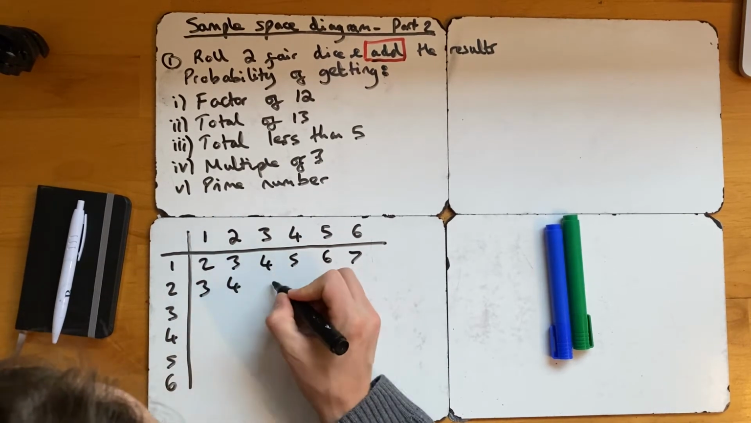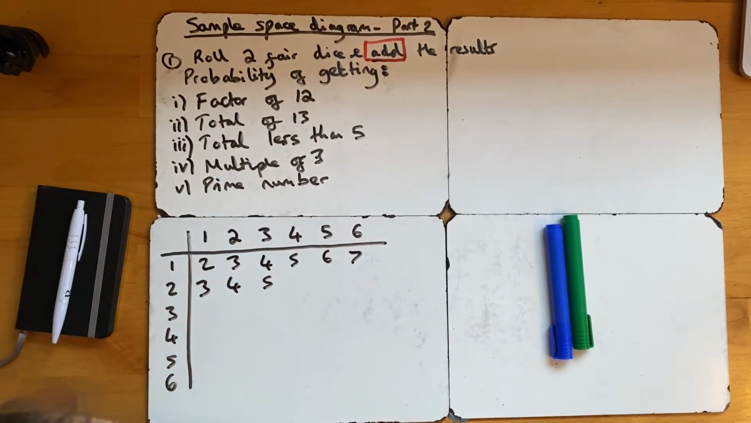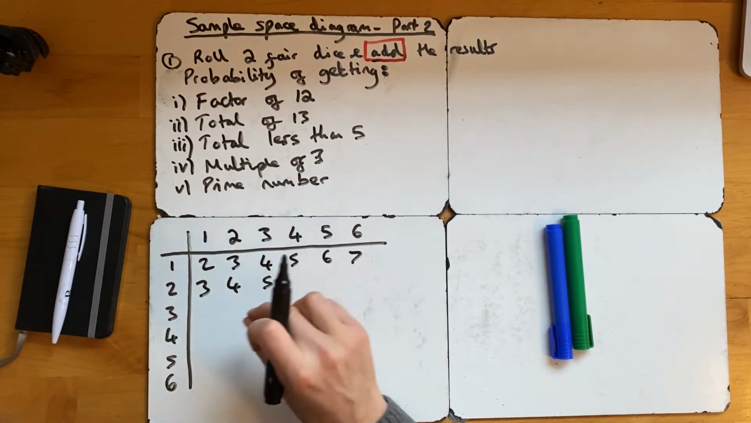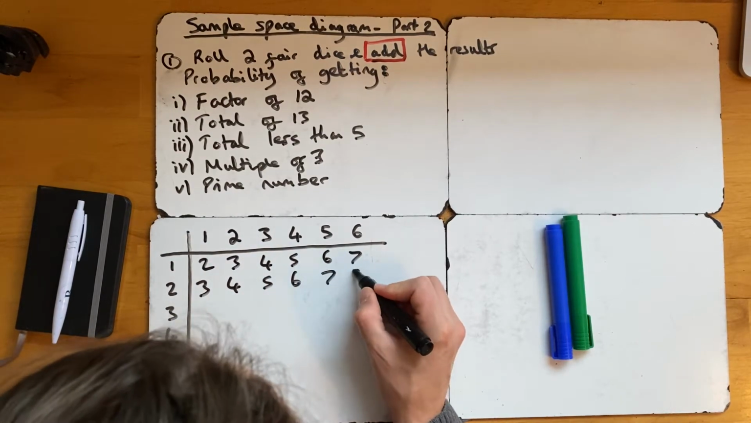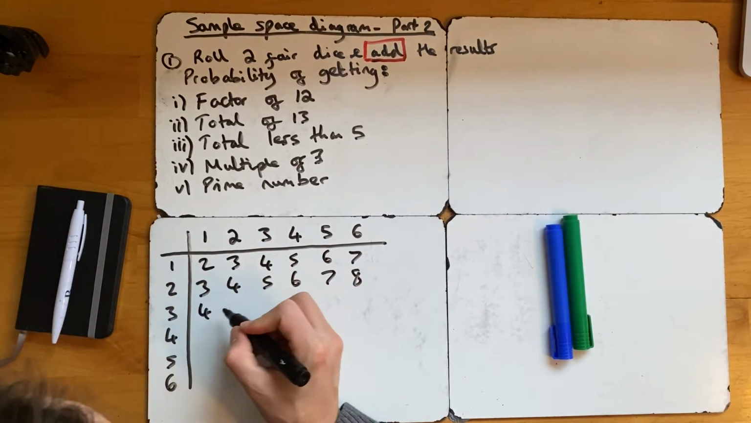In a GCSE, they would never ask 2 dice. Normally it'd be a coin and a dice, or 2 spinners, or something like this. The reason they wouldn't ask 2 dice is because it takes so long.